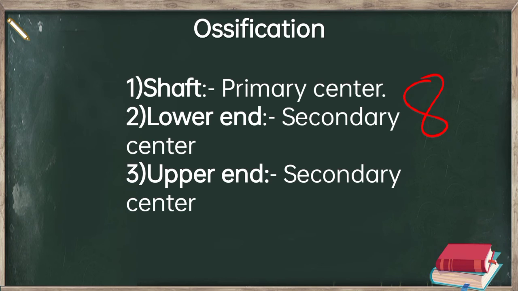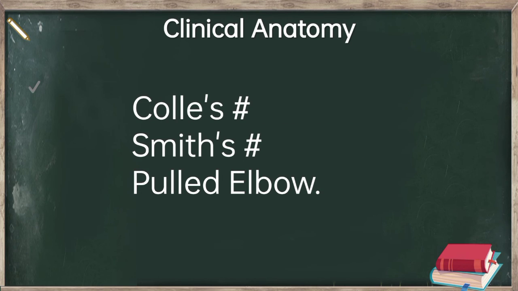Moving further to the upper end. In upper end, head ossifies from a secondary center which appears during the 4th year and fuses at 18th year. Moving on further to clinical anatomy. The radius commonly gets fractured about 2 cm above its lower end, which is called Colles fracture. Just 2 cm above its lower end, if anyone sustains a fracture, that will be Colles fracture.